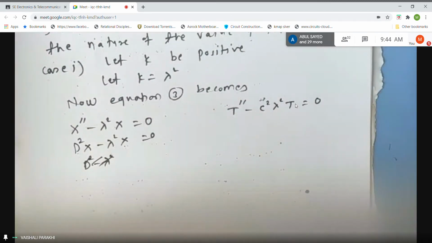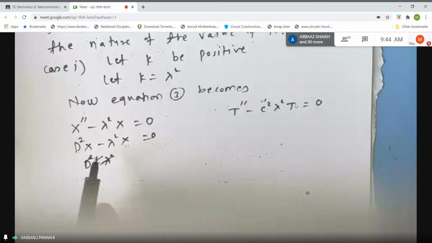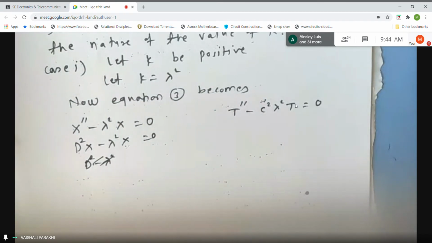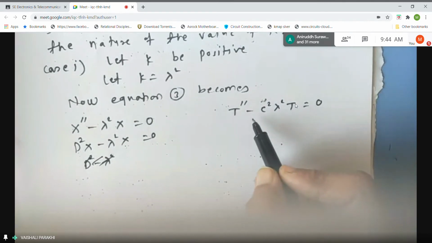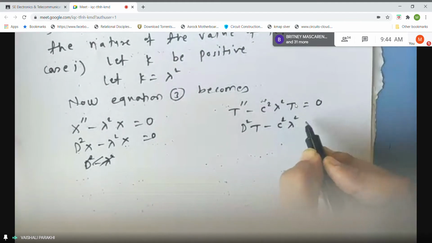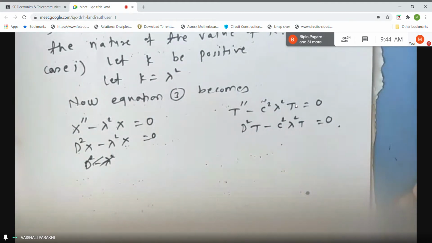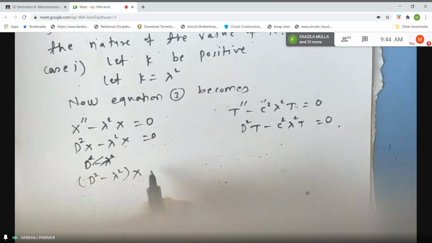So how will it be? D square x minus lambda square x is equal to 0. So what is common here? In these two terms, what is common? X is common, right? So I'm writing yes. And how will you express this? There is only a second order derivative, so you can express this as D square t minus c square lambda square t is equal to 0. Correct? So here I am writing it as D square minus lambda square x is 0.